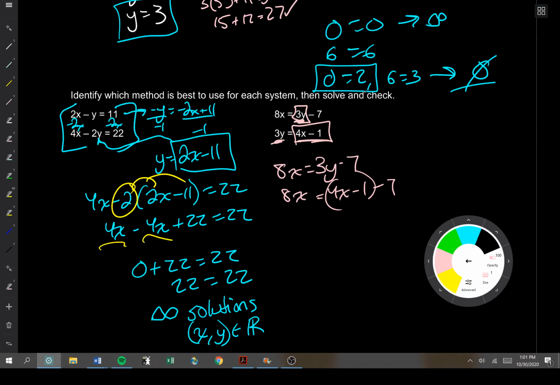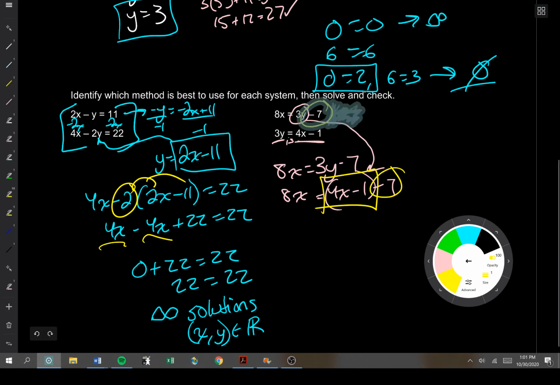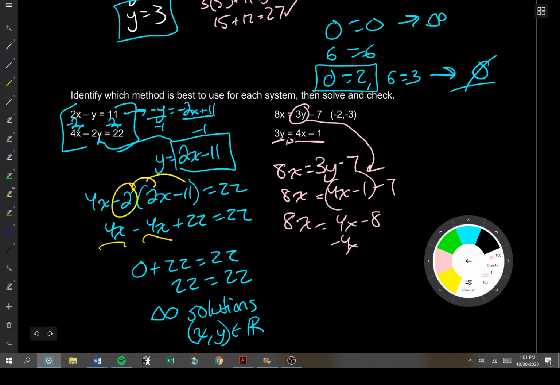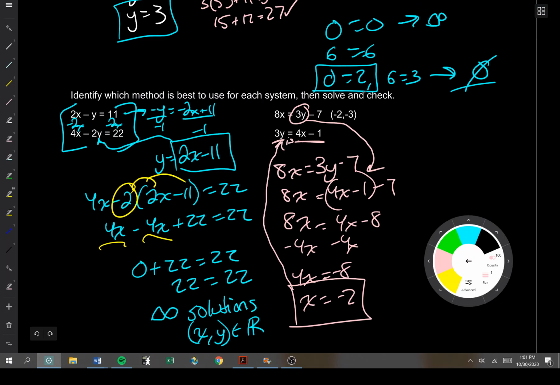This whole entire 3y, we know that 3y is 4x minus 1, so this 3y became 4x minus 1. Then we still had to have the minus 7 on the end. If ever that happens, that's pretty sweet. Jump on that. And then I'll just solve this. So this is 8x equals 4x minus 8. Subtract a 4x from both sides, and 4x equals -8, which means that x equals -2 if I divide both sides by 4. So take x equals -2 and plug it into this equation up here.